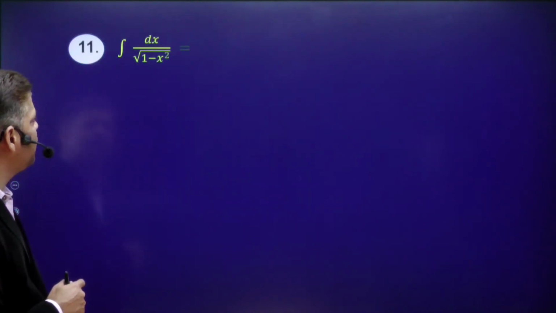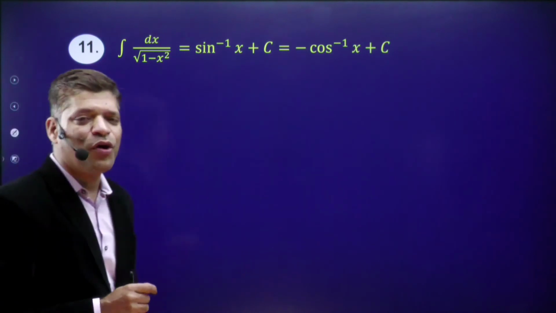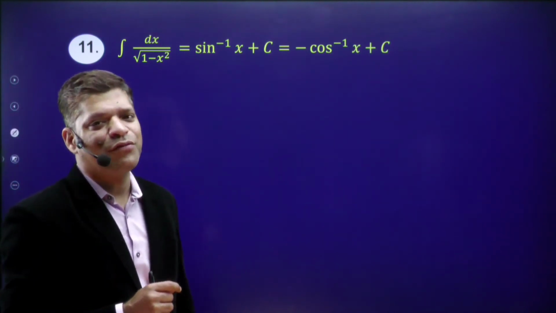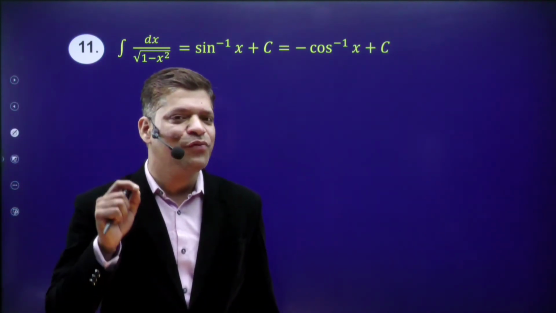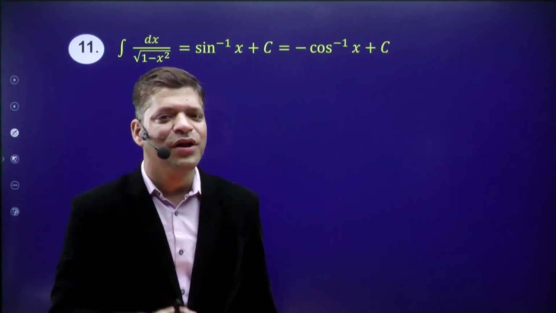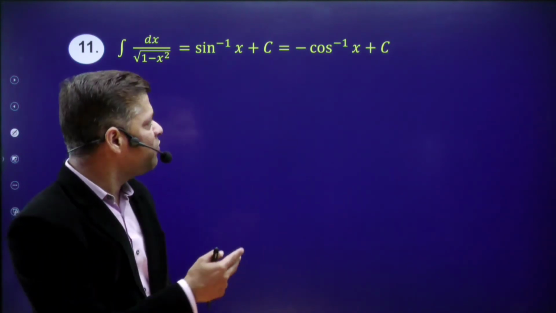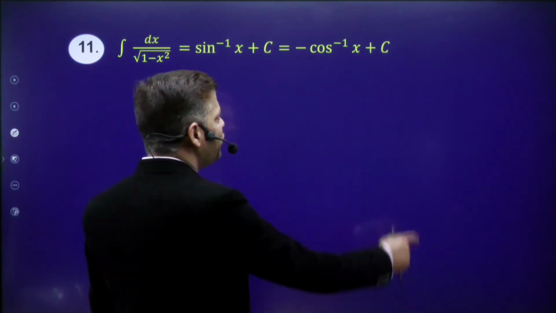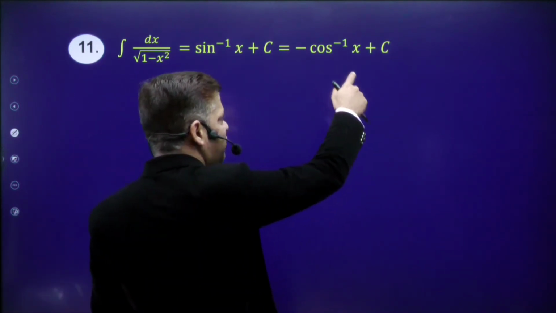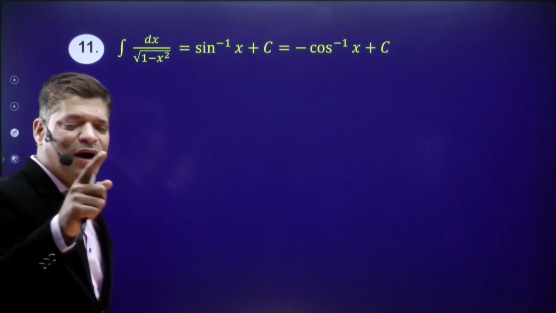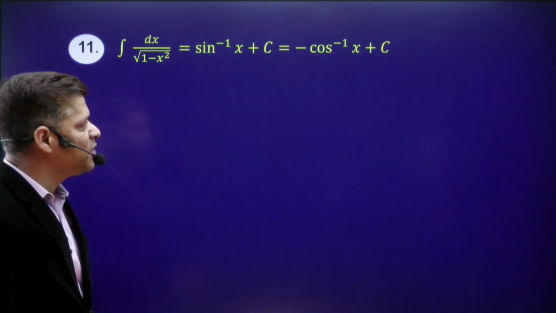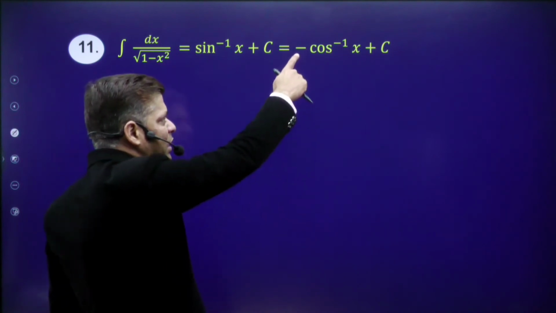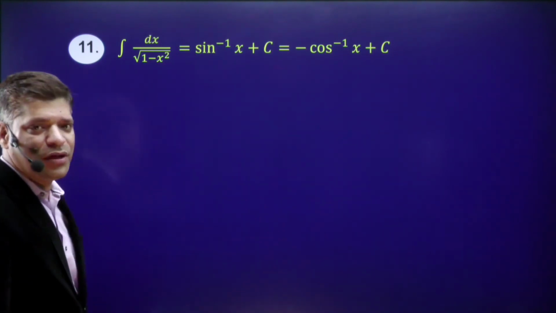Formula number 10: integration of cosec x cot x dx will be equal to minus cosec x plus c. Next, my dear students, formula number 11: integration of dx upon root 1 minus x square will be equal to sine inverse x plus c, or you can write minus cos inverse x plus c, because we know that the differentiation of cos inverse x is minus 1 upon root 1 minus x square. That's why we introduce the minus sign here, right?